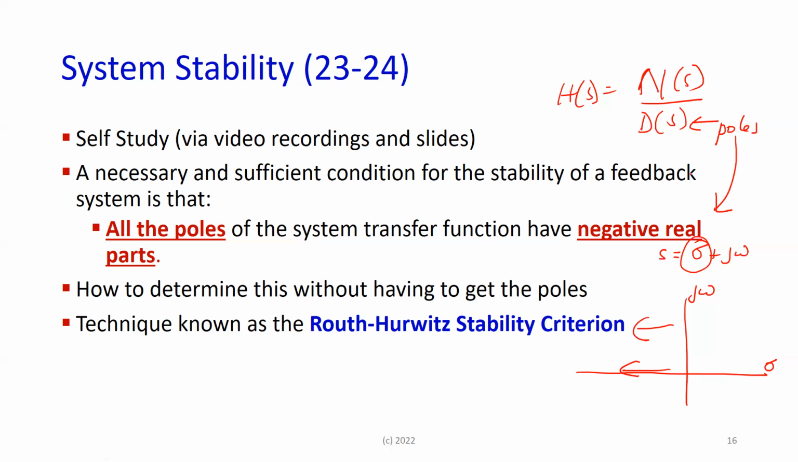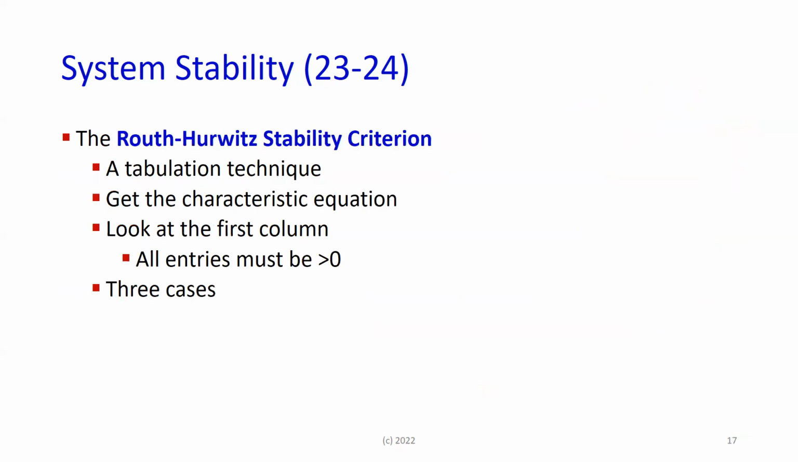The problem, of course, is how do I get the poles of something? If I give you something like s to the 5th plus 5s to the 4th plus, and so on, solving this without MATLAB by hand is tedious. So this is where this technique called the Routh-Hurwitz stability criterion came about, and it's explained.